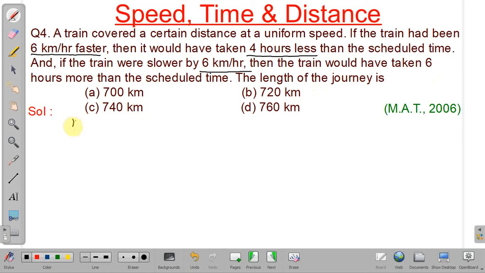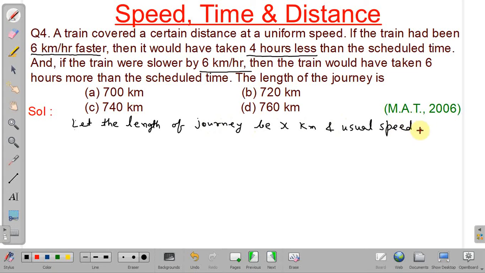So we will assume let the length of journey be x kilometer, and usual speed be y per hour.